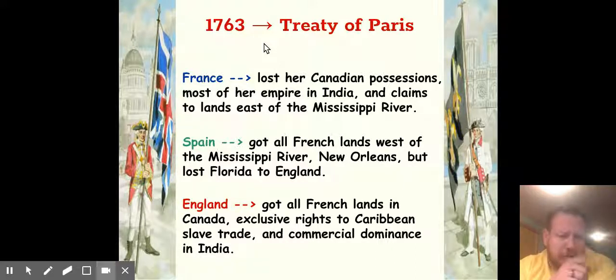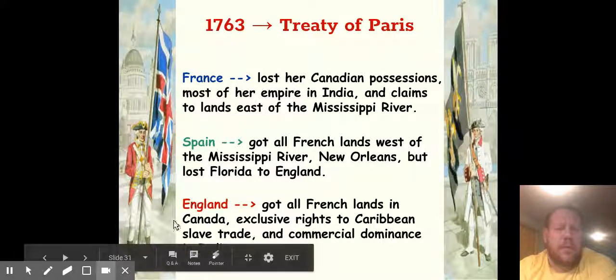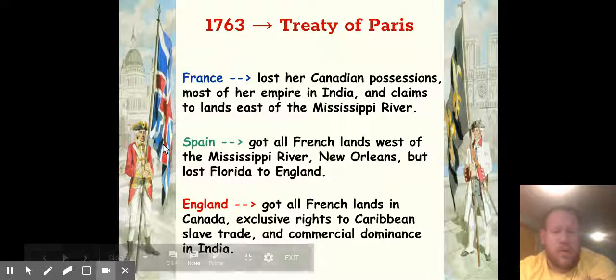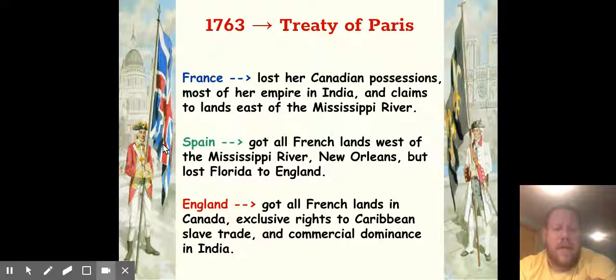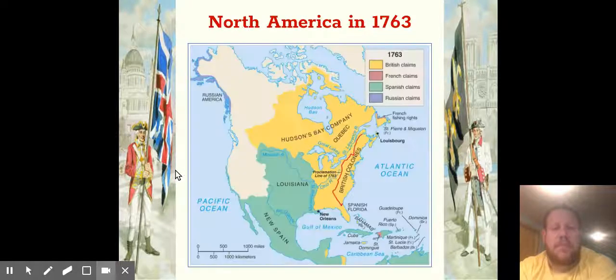Spain got all the French lands west of the Mississippi as well, but lost Florida to England. So Florida belongs to England now, and Spain loses a lot of areas there, but gains probably the Mississippi and New Orleans area, so that helps them a little bit. England got all the French lands in Canada, all the Caribbean slave trade, and commercial rights to India. So in the end, England's the big winner here, and France loses big time.